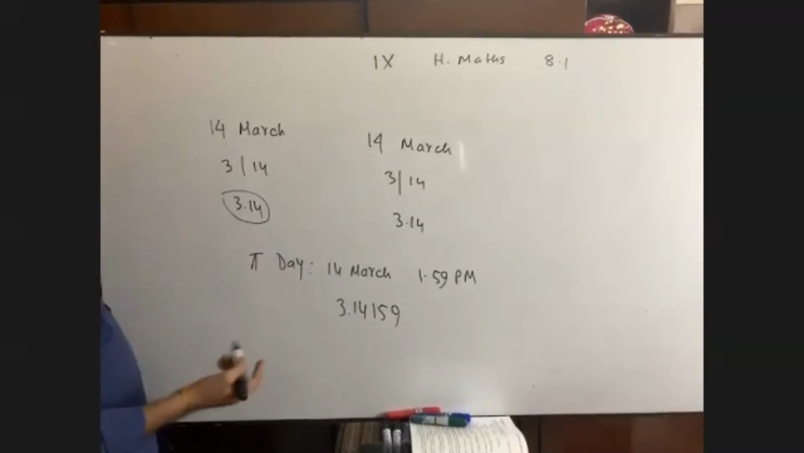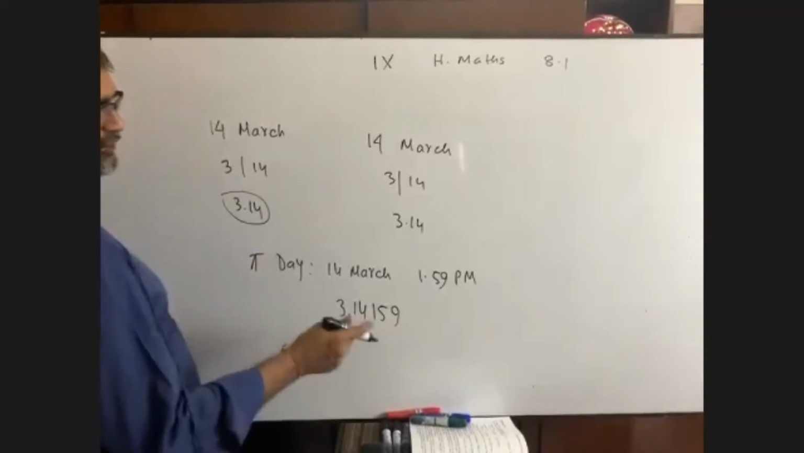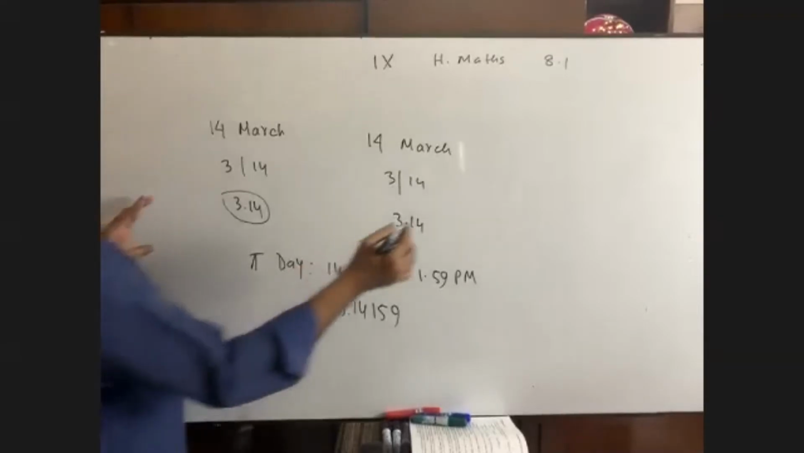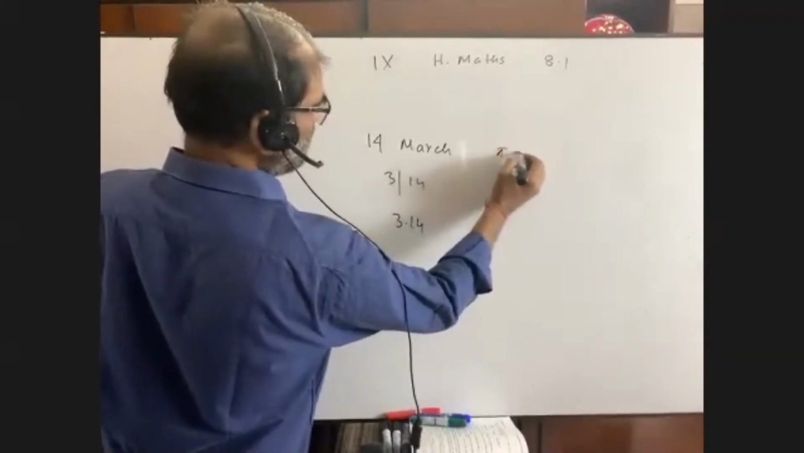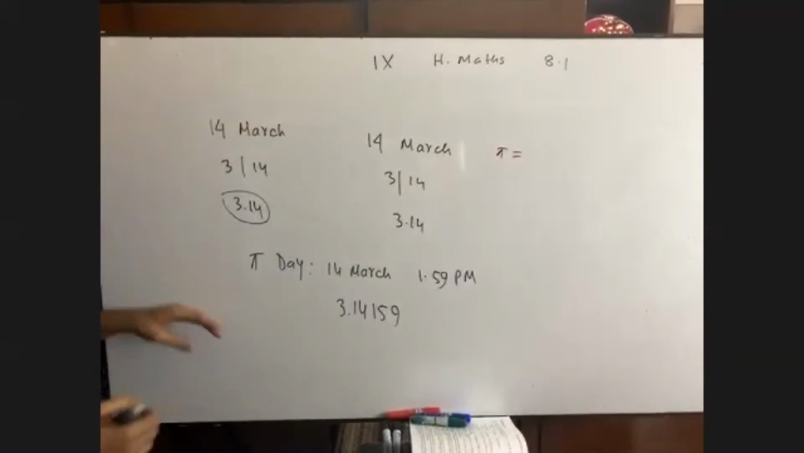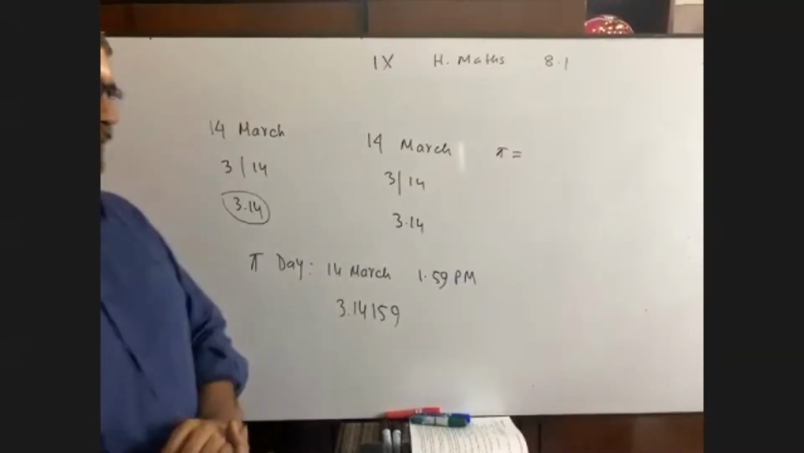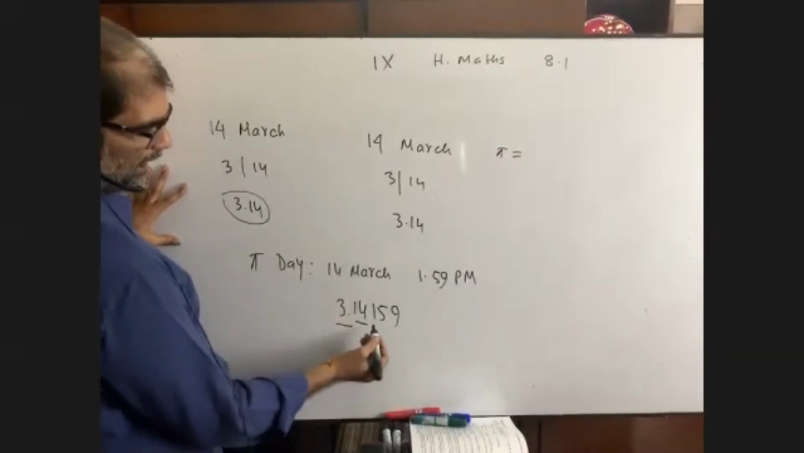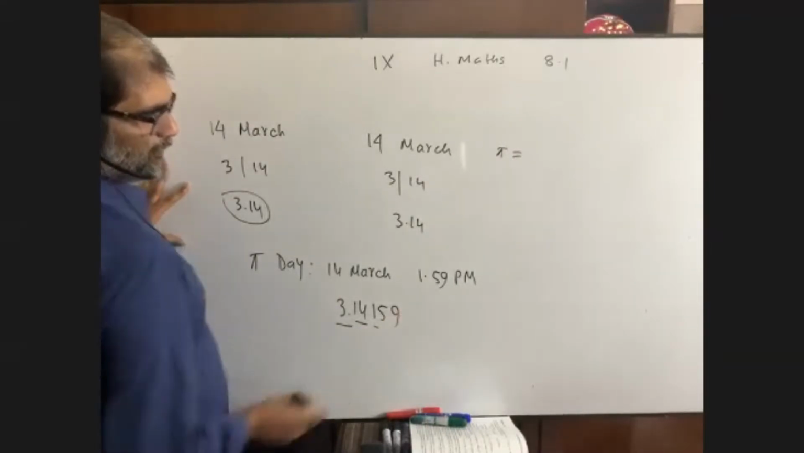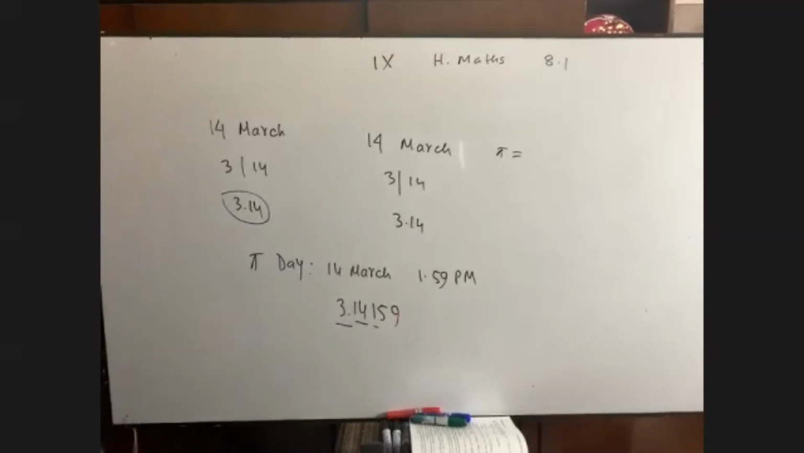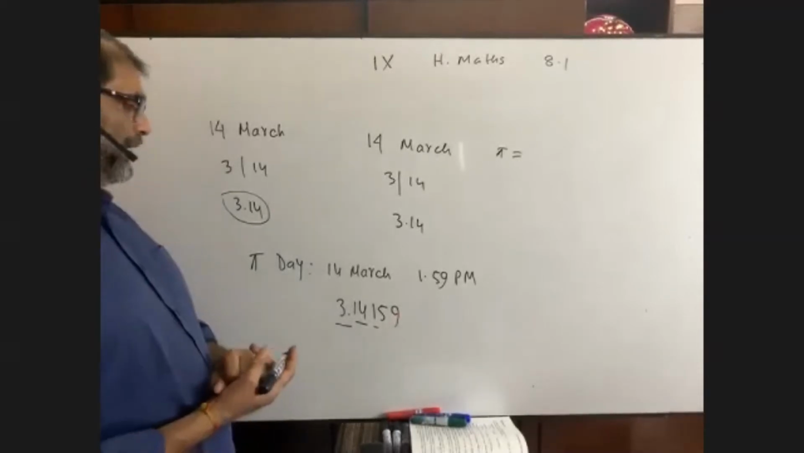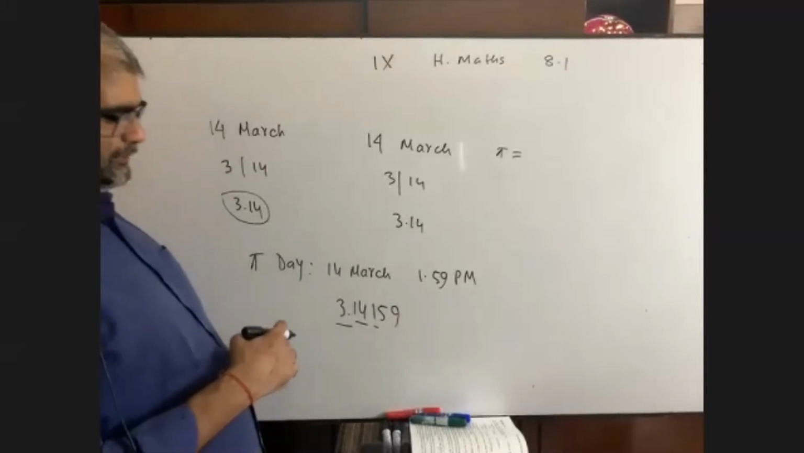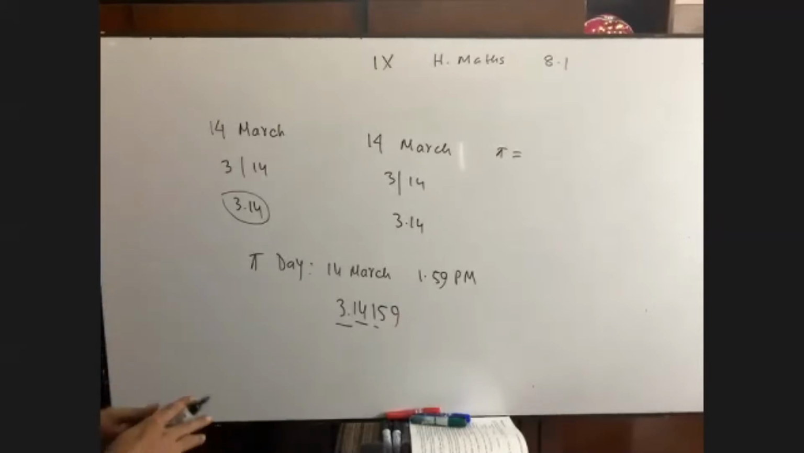You can use the calculator, please. You will get it. Just operate pi equal to in the calculator. You will get these first 6 digits, right? That means 14th March at 1:59 p.m. Every year, Pi Day is celebrated internationally. You have got me?